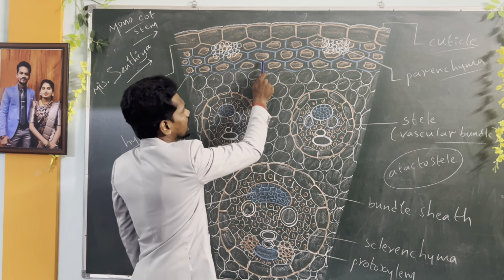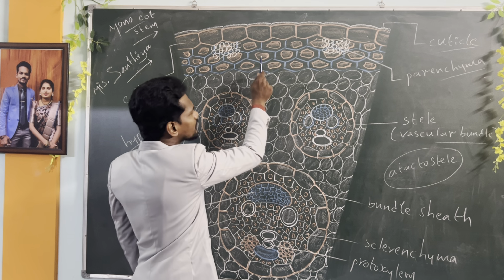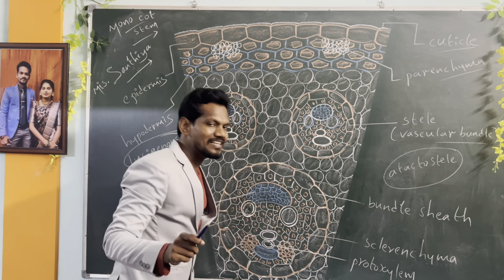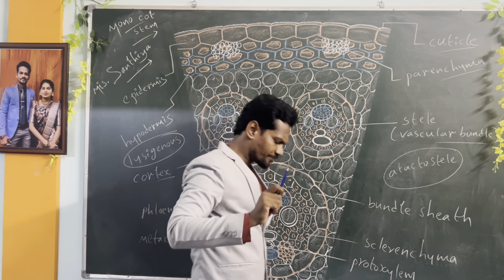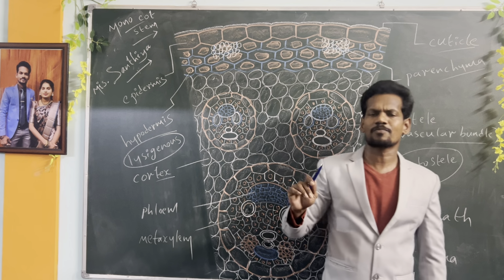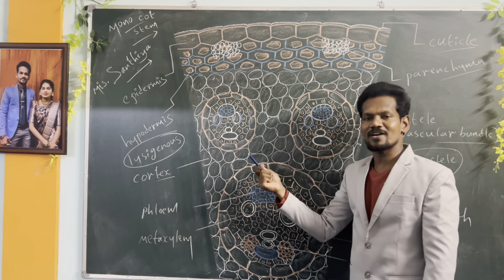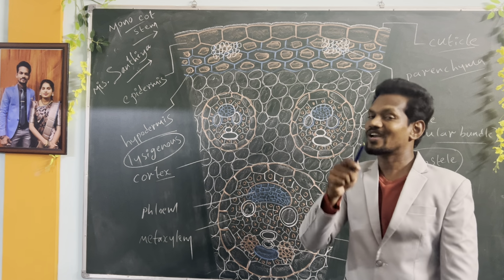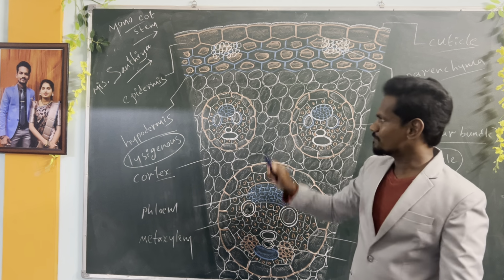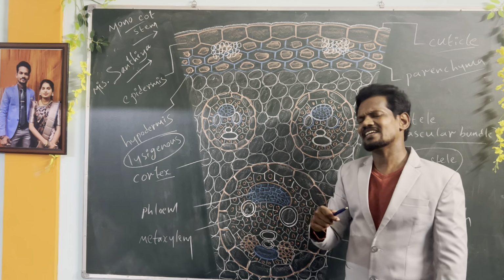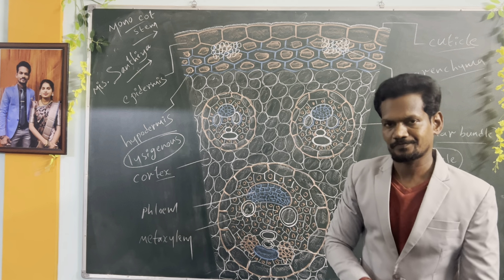Followed by epidermis, a 3 to 4 layer arrangement, the tissue is known as hypodermis. Here in monocot stem, hypodermis is made up of sclerenchyma. In dicot stem, hypodermis is made up of collenchyma, but here the tissue is sclerenchyma. The main function is giving mechanical strength, rigidity and support to the stem.